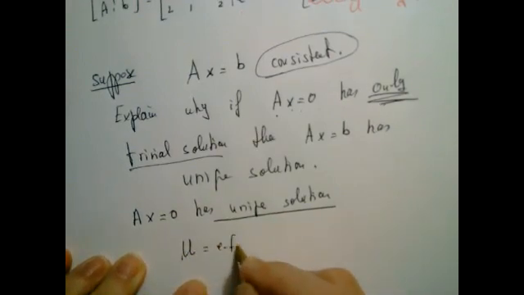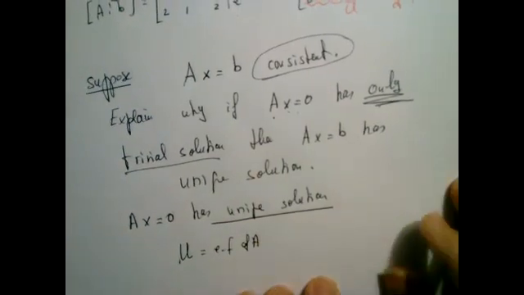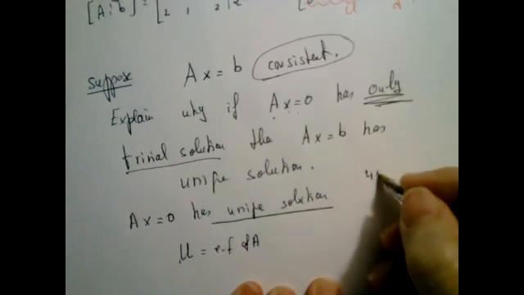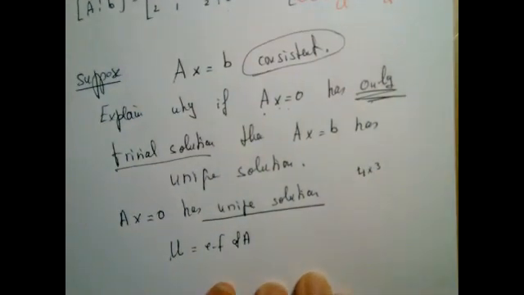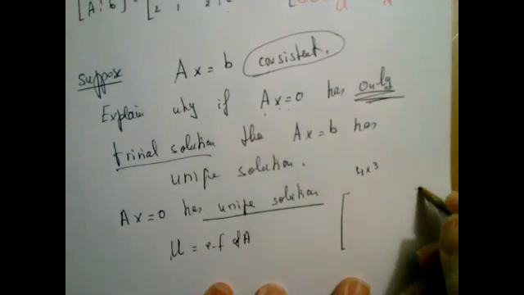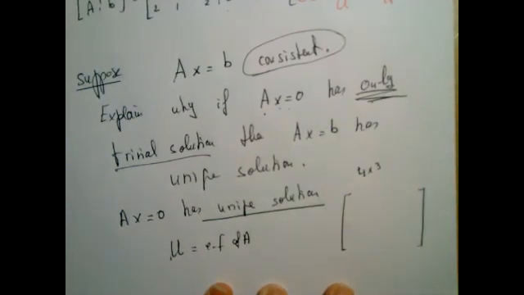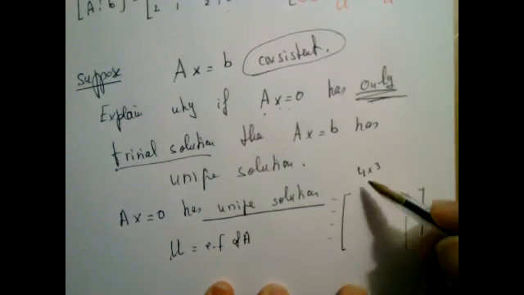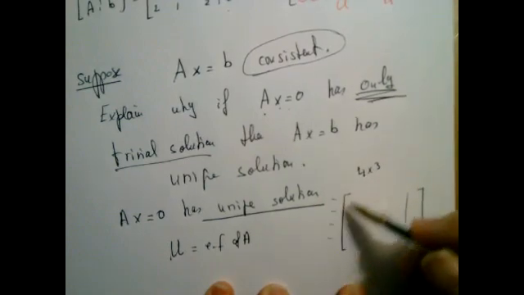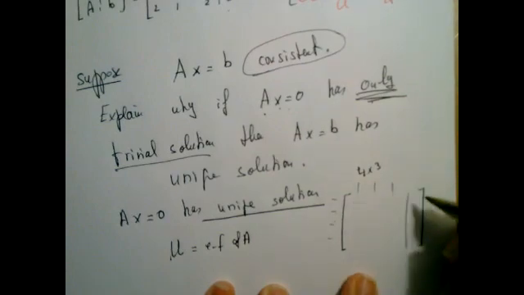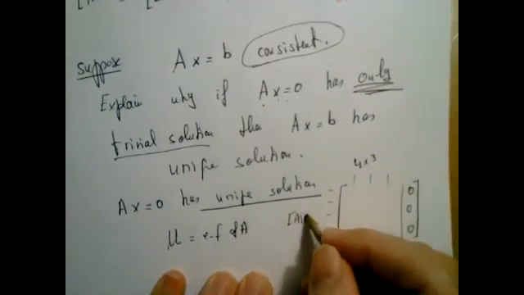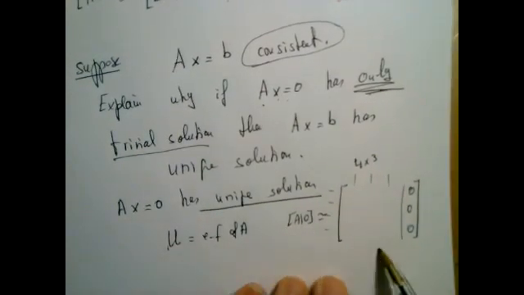Suppose U is the echelon form of A. So let's play again. Let's take A, for example, a 4 by 3 matrix. If Ax equals 0 has a unique solution, it means when I solve the system of 4 equations and 3 unknowns, with Ax equal to 0, how does the echelon form look? What can we say about that?